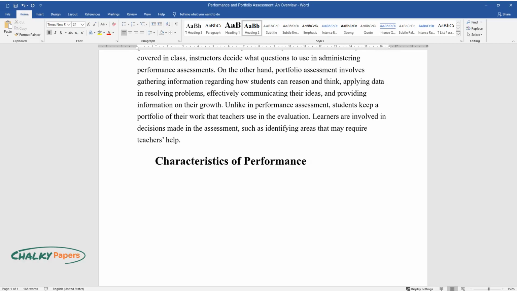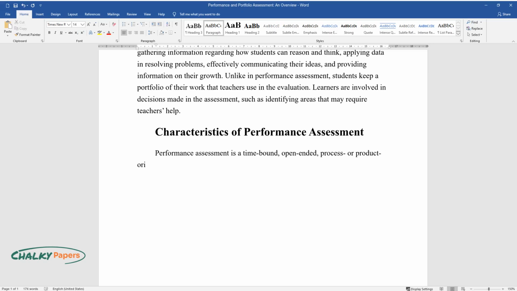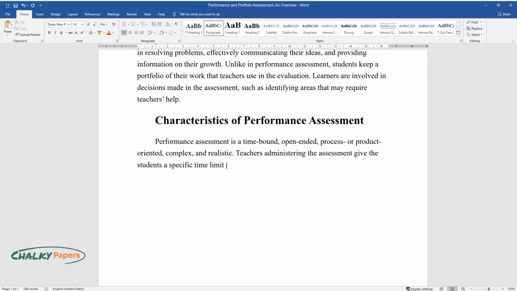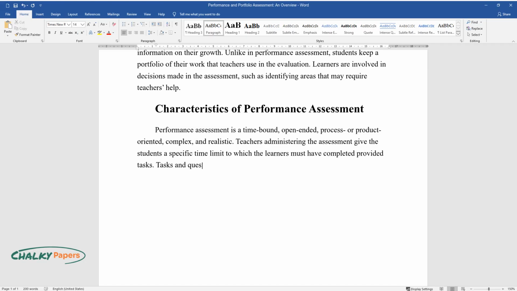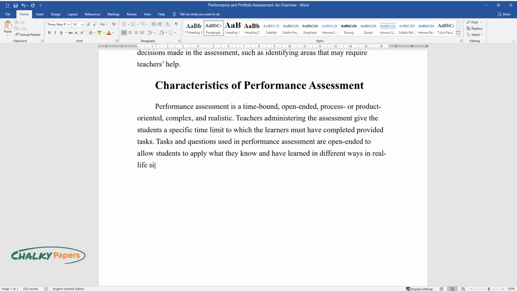Characteristics of performance assessment. Performance assessment is time-bound, open-ended, process- or product-oriented, complex, and realistic. Teachers administering the assessment give the students a specific time limit within which the learners must have completed the provided tasks. Tasks and questions used in performance assessment are open-ended to allow students to apply what they know and have learned in different ways in real-life situations.